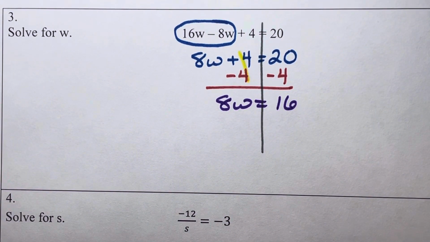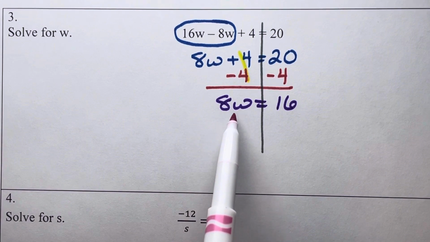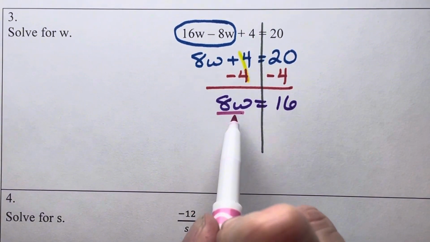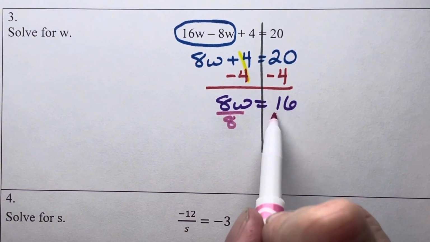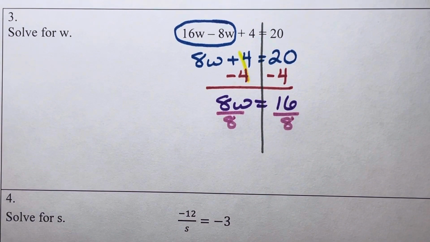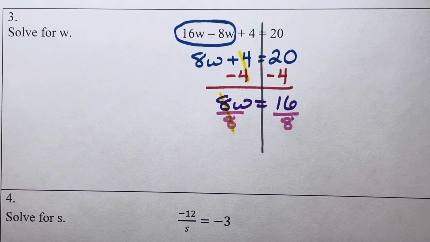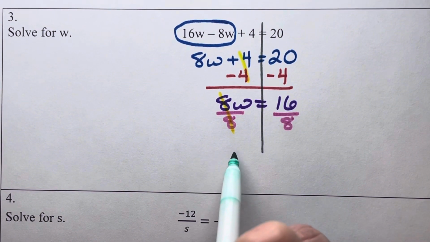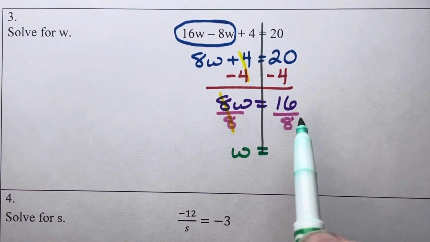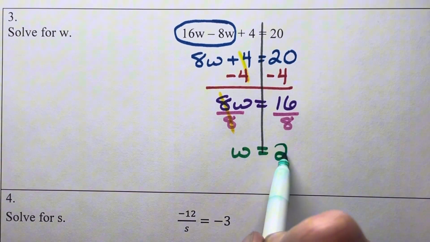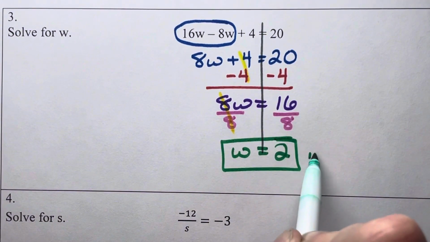Finally, we can get rid of this 8 by doing its opposite. A variable and its coefficient side by side are multiplying, and the opposite of multiplying is dividing. And again, as always, what you do on one side of the river, you do to the other. This is helpful because now my 8s have canceled out, leaving us with W equals 16 divided by 8, which makes 2. And there you go.